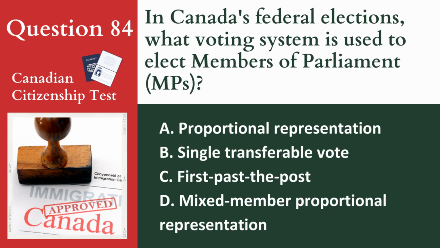Question 84. In Canada's federal elections, what voting system is used to elect members of Parliament, MPs? A. Proportional representation. B. Single transferable vote. C. First past the post. D. Mixed-member proportional representation.